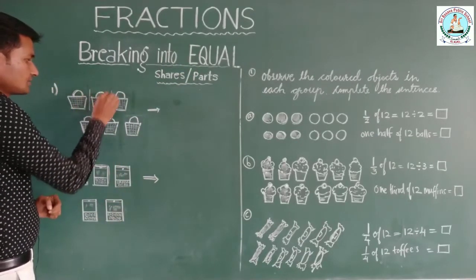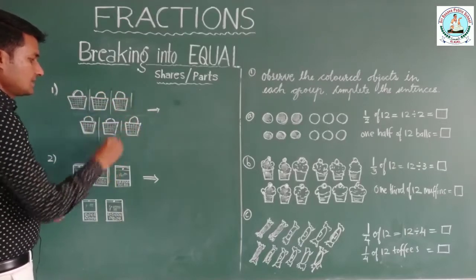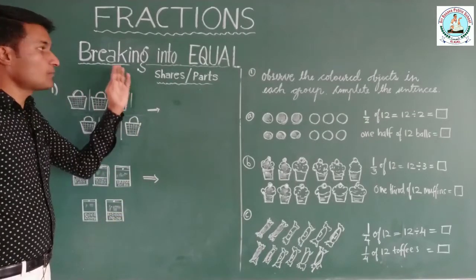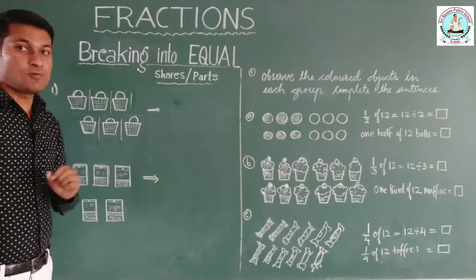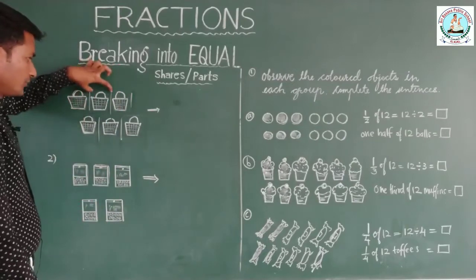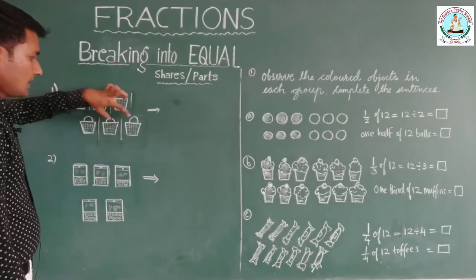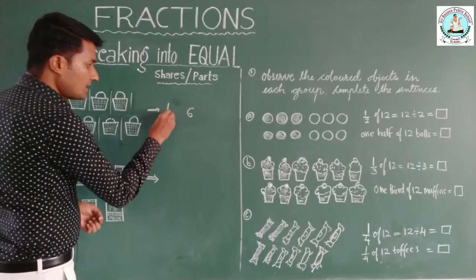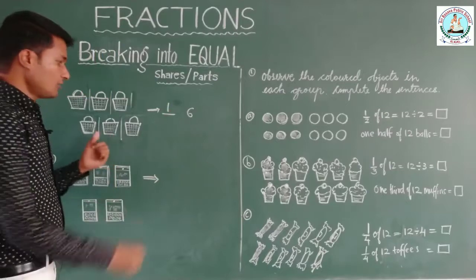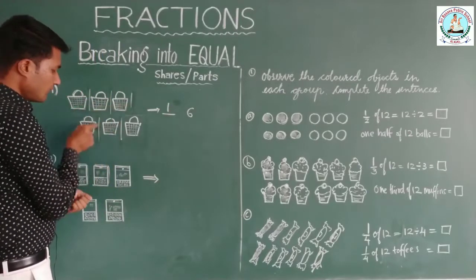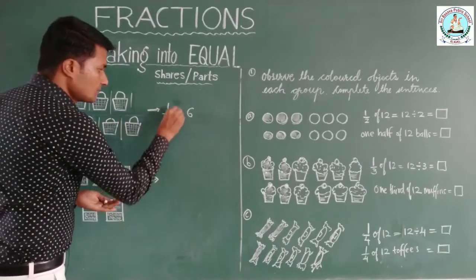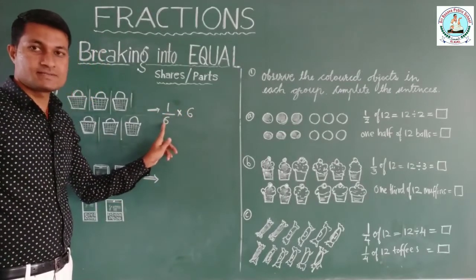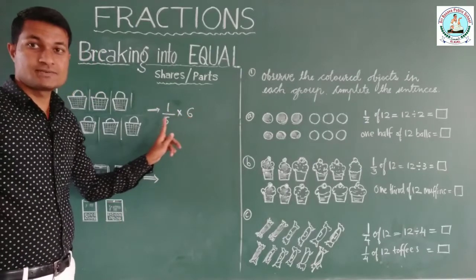1, 2, 3, 4, 5, 6. Here this group of baskets has been broken into 6 equal parts. There were 6 baskets, and I divided all those baskets into how many equal groups? 1, 2, 3, 4, 5, 6. I divided those 6 baskets into 6 equal groups.